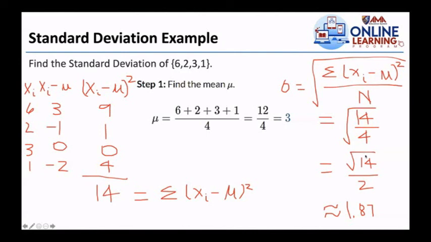We don't have a perfect square root for 14. It's an irrational number. The square root of 4 is 2. Then we approximate, because this is an irrational number. So that means the population standard deviation of this example, of this data, is 1.87. Okay, class? 1.87.